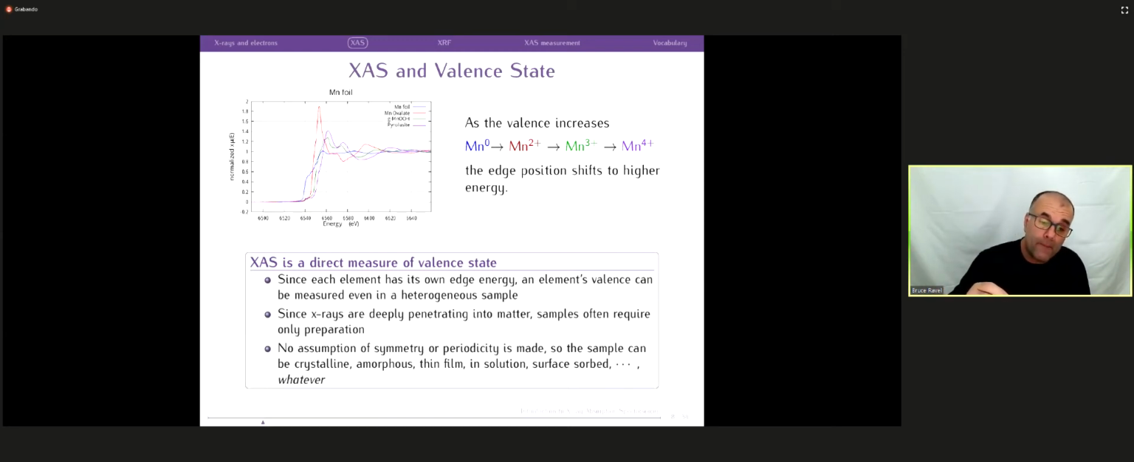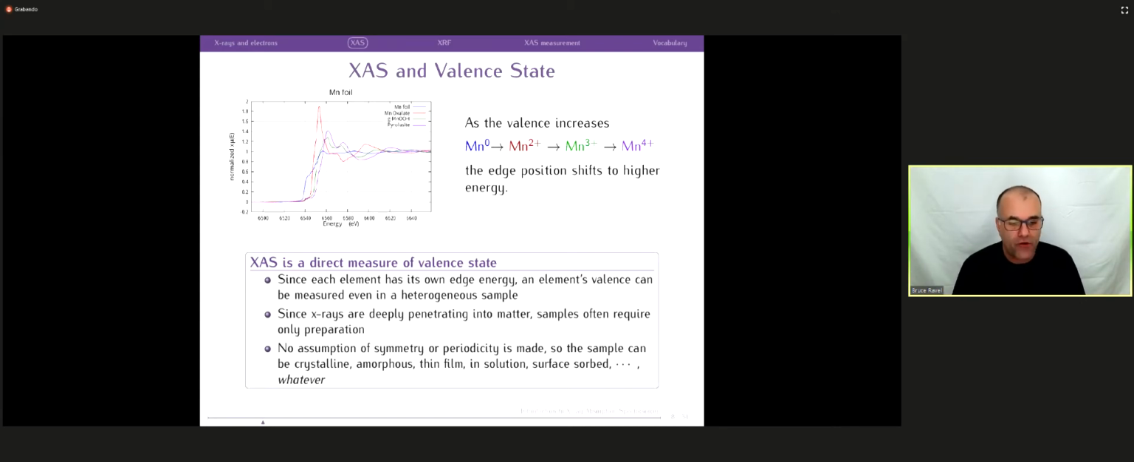What's more, we have the sensitivity that we can measure all the way down to about the level of 10 parts per million by weight. So there can be very, very little manganese in a soil sample or whatever element in whatever sample. There can be relatively little of that and you can still measure it.